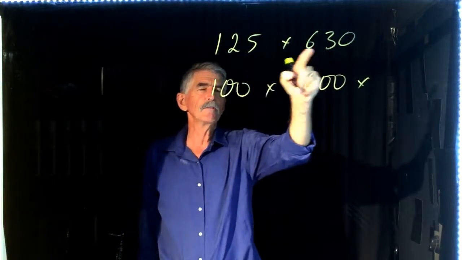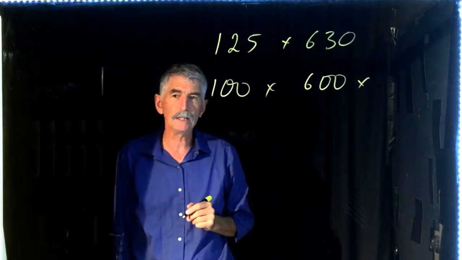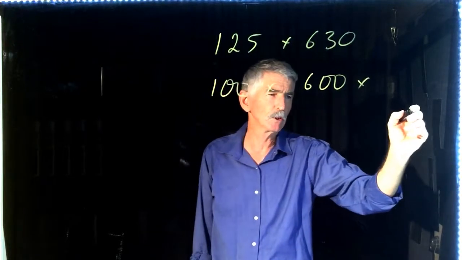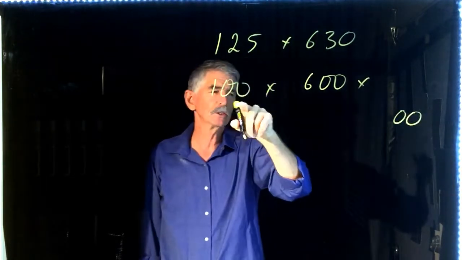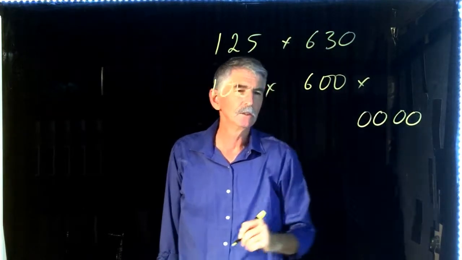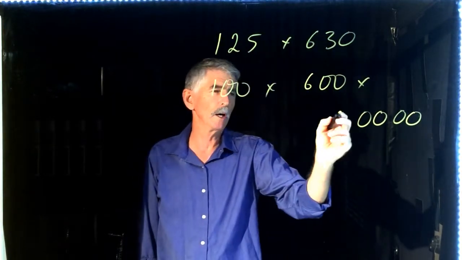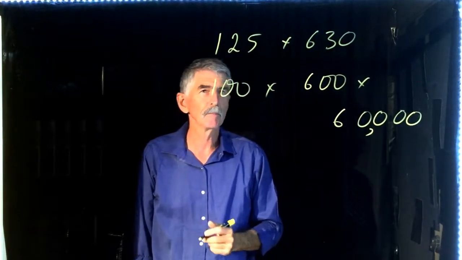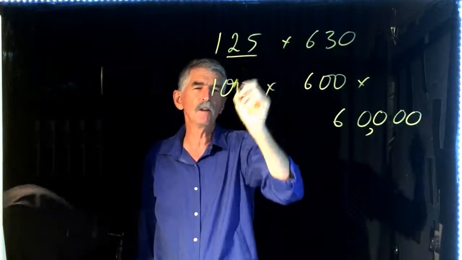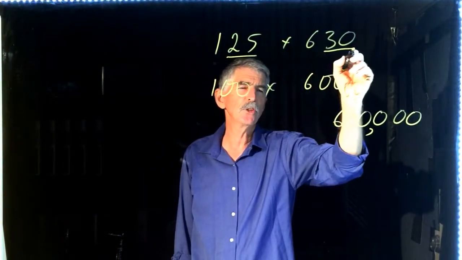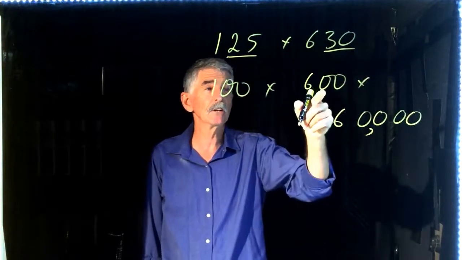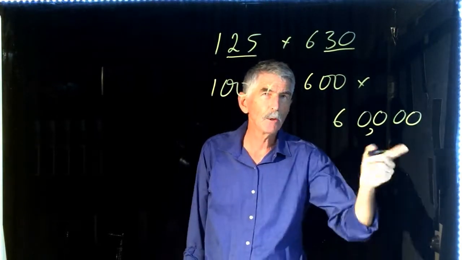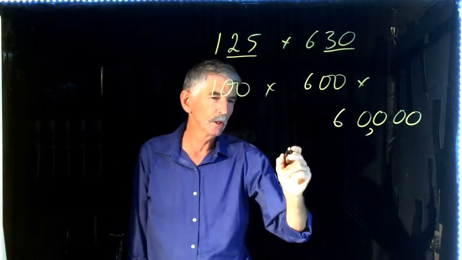So if we're multiplying 125 by 600, approximately how big is our answer going to be? Well, this is our estimation, so we're going to put down our two zeros because we're multiplying by hundreds. And we've got another two zeros over here, so we put down another two zeros. And then we multiply 6 times 1, which is 6. So our answer should be approximately 60,000. Now because 125 is greater than 100 and 630 is greater than 600, our actual answer is going to be greater than 60,000.